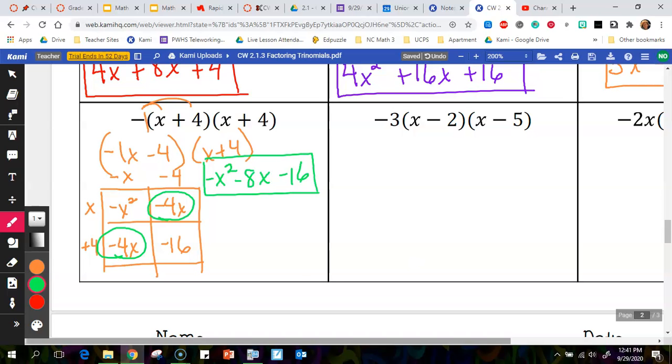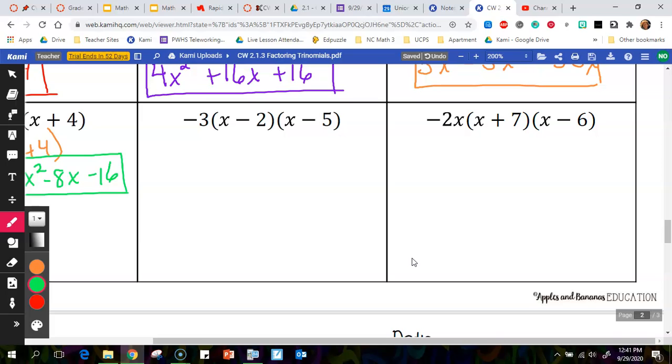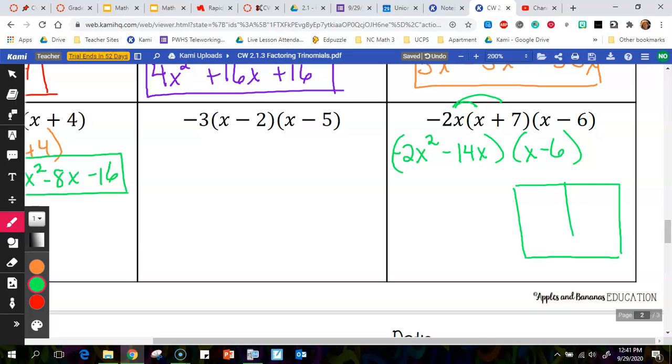All right, I'm going to do one more. We'll do this last one. Distribute the -2x in there. That's going to be -2x squared minus 14x. Leave it in parentheses times x minus 6. That is, let's see, -2x squared minus 14x, x minus 6.